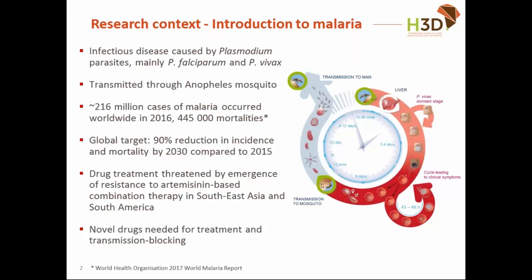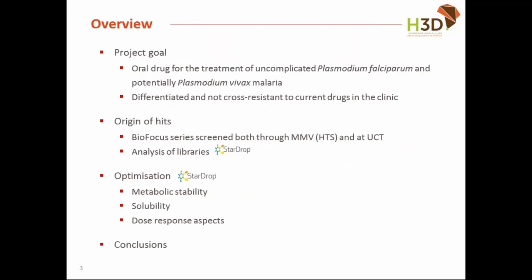The target for 2030 is to reduce the incidence and mortality of the disease by 90% compared to 2015. But we face different challenges, the main one being the emergence of resistance in Southeast Asia and South America. So there is a very big need of new treatment for malaria and transmission blocking.